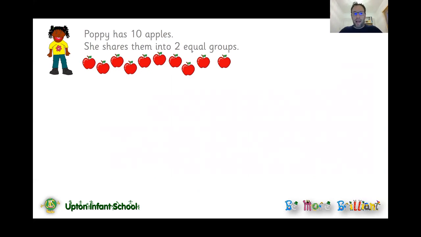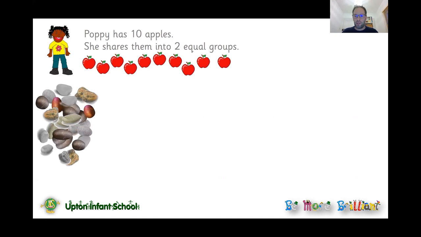Now, I haven't got 10 apples. I don't imagine you've got 10 apples at home. So instead of apples, I'm going to use something else. I am going to use some pebbles. So can you make sure you've got your objects to count to hand? Now, because Poppy has got 10 apples, I'm going to count out 10 pebbles. I'm going to pretend my pebbles are apples.